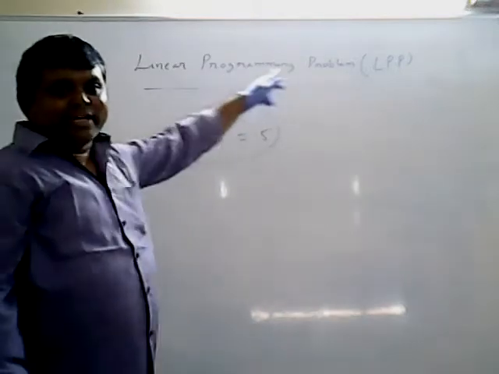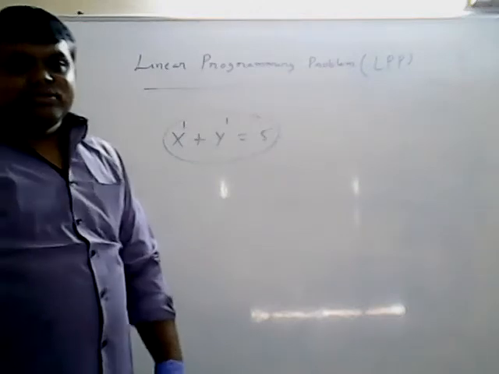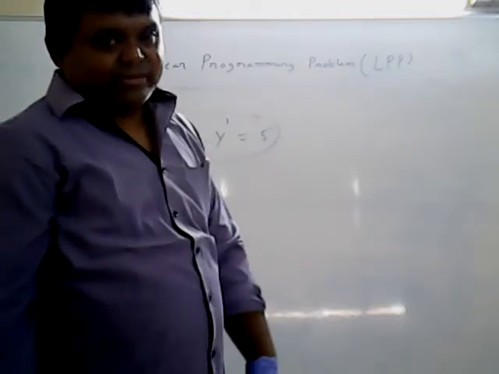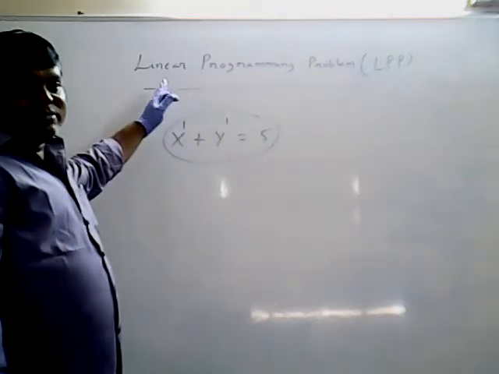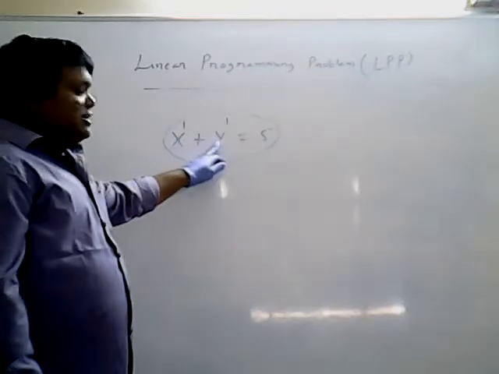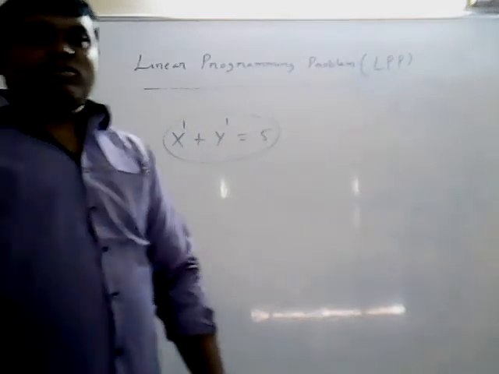So in LPP we will use only linear equations. We will not use second degree equations or polynomial equations like that. So linear means that all the relationships involved in the particular problem are of degree 1, and that is called linear equations.